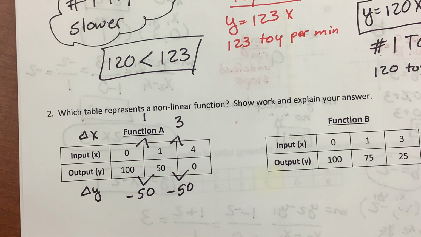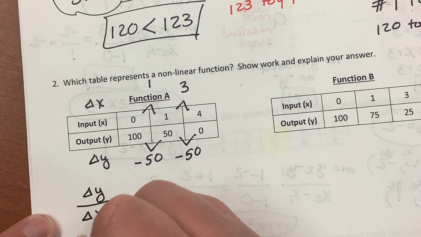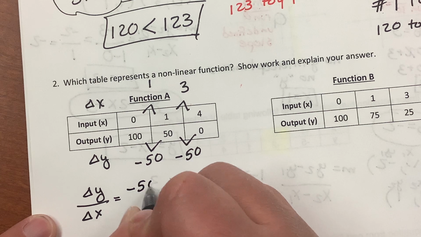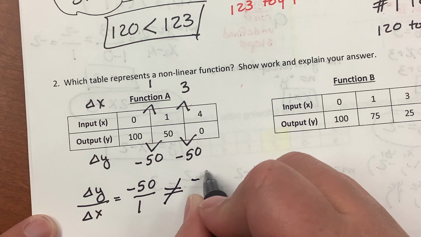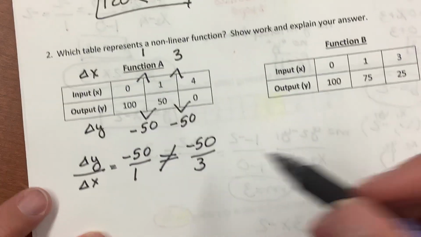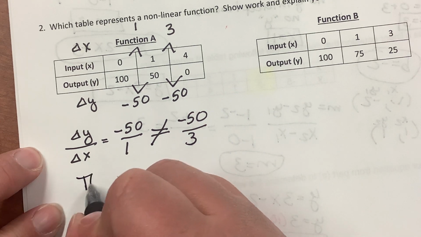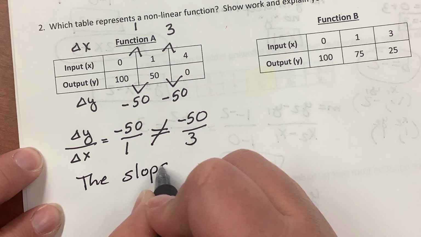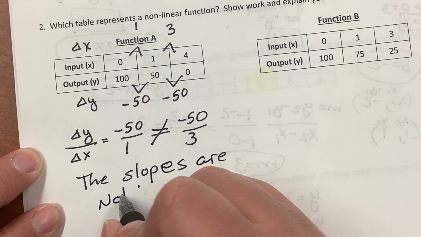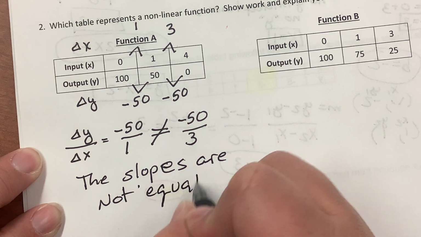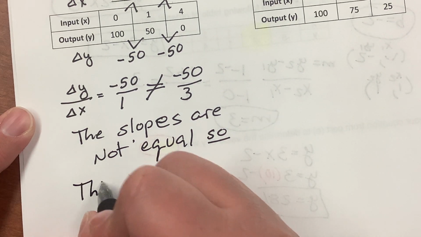All right? So now I have to make my equations. Change in y over change in x equals negative 50 over 1, which, by the way, is definitely not equal to negative 50 over 3. Since they're not the same slope, the slopes are different. The slopes are not equal. So this is not a linear function.